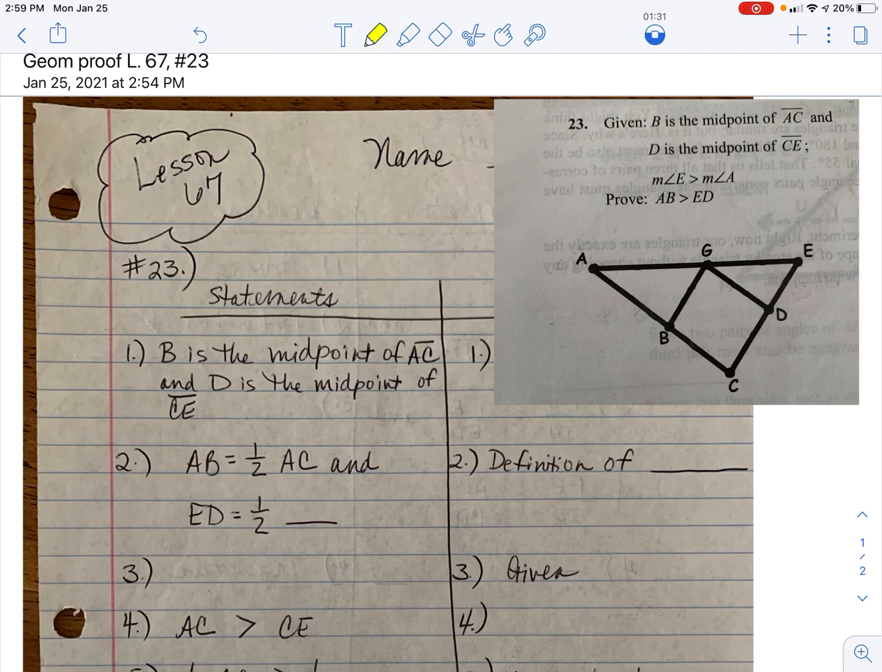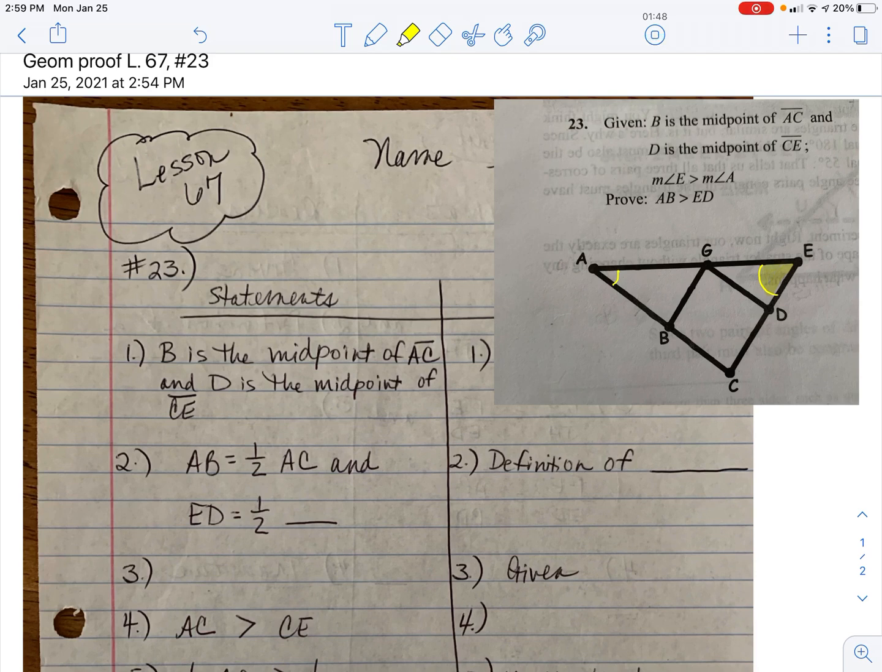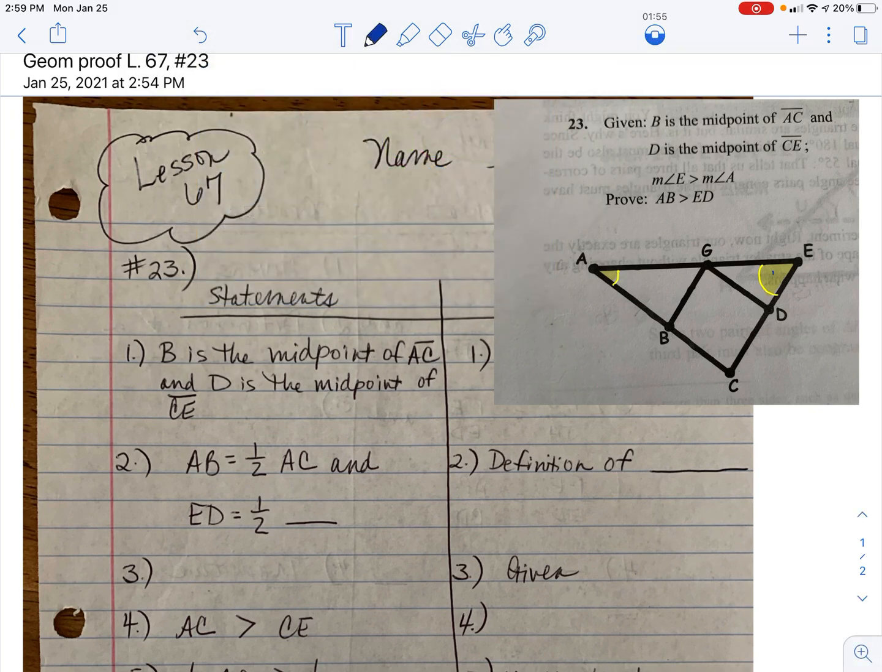We are also told that the measure of angle E, right up here, is greater than A. So E is a larger angle than A, so I'm going to draw it like that, so E looks larger. In fact, maybe I'll even just go ahead and color that in yellow. So E is a bigger angle than A, and to really top that off, I'm going to write on the inside that this is a bigger angle than this one. So this one's the small one. Okay, so we have a bigger angle and a small one.